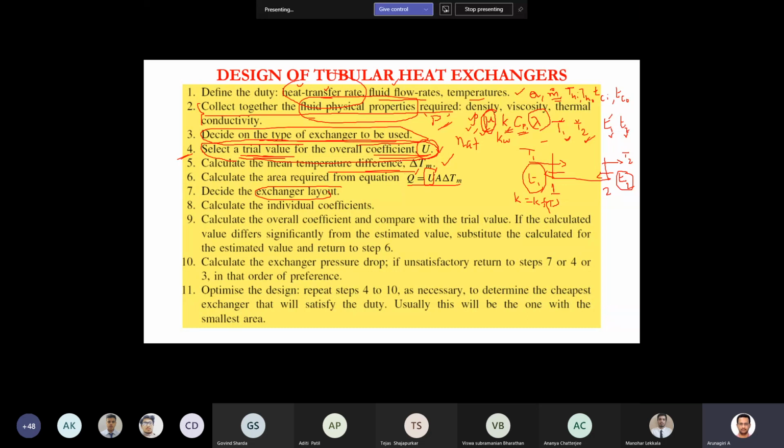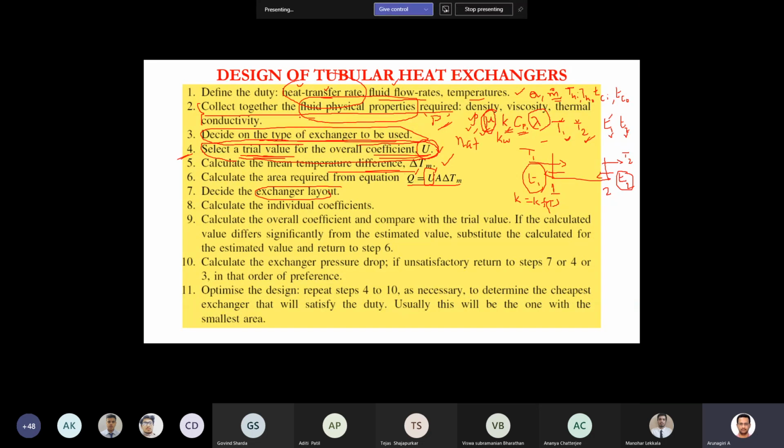If there is a huge variation, you have to calculate everything based on that condition only. If the variation is less, then you can take the properties at average temperature conditions. For the inside and outside fluid temperatures, you can sum them and take the average. You can collect the data, and those data can be used for your calculations.